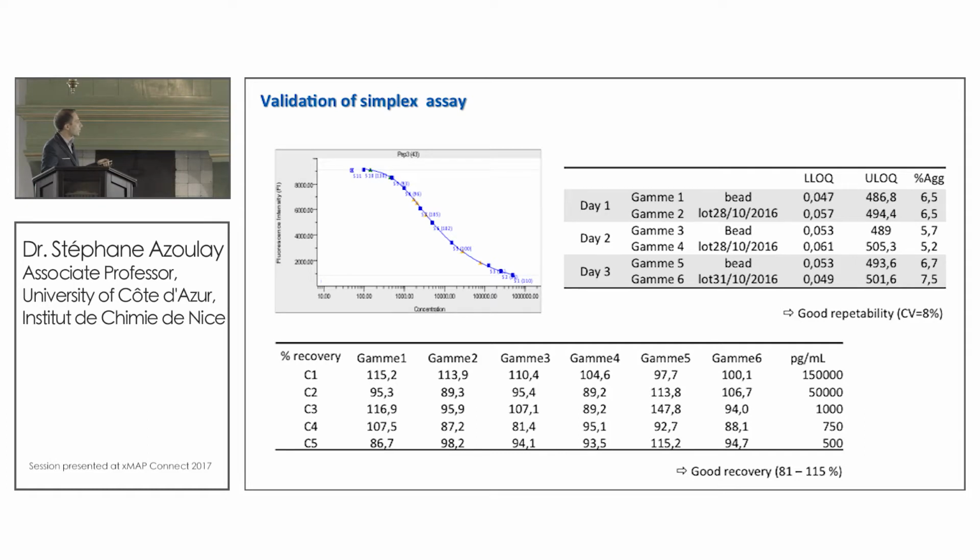It was interesting to see that even if you change the lot of bead preparation, you don't have any variation. So that means that we are able to control the coupling procedure and be reproducible. We also did the recovery assay, and in all the cases you can observe a good recovery from 80 to 115 with an average of 100, which was what we expected. So at this point, after the validation of all simplex assays, we decided to, of course, multiplex the assay.